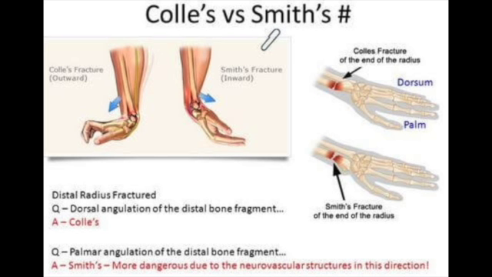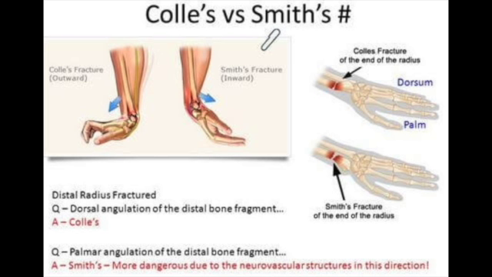Next, its opposite, the Smith fracture. The Smith fracture is an extra-articular distal radius fracture with ventral angulation of the distal fragment. Mechanism, again, fall on the outstretched hand, except this time the Smith fracture has a fall on the outstretched hand with wrist flexed as opposed to extended with the Colles fracture.